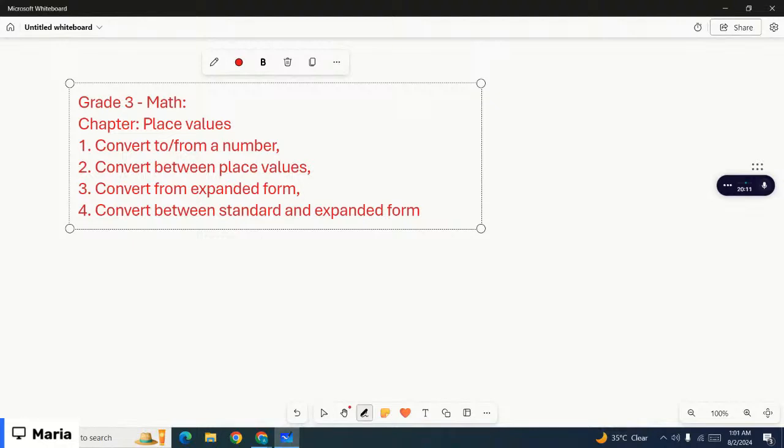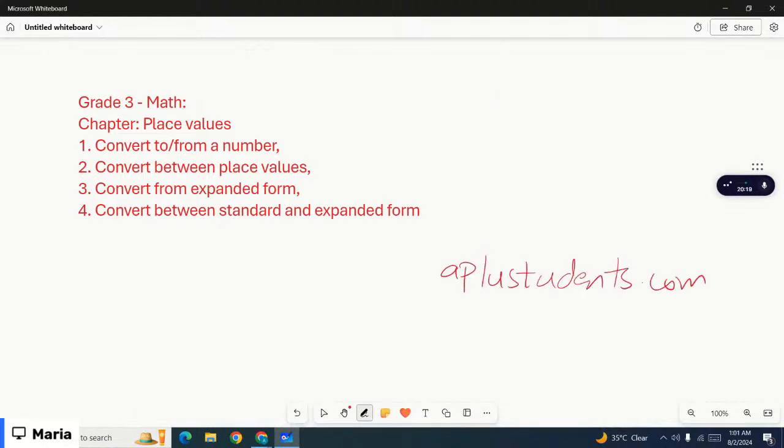You can find all the lessons on aplus.com. You have to log in using your email address and password as provided by the administrator. Then you have to select math from the subject tab. Scroll down to grade 3 math and then click on view lessons. There you can find the list of the chapters. We're going to start with the chapter place values.